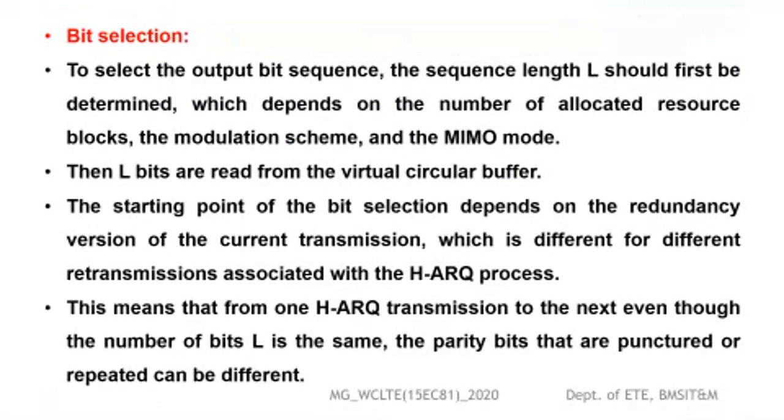Just some more explanation about bit selection. Here we select the output bit sequence. The sequence length, which I've taken here as L, should first be determined. That sequence length depends on the number of allocated resource blocks, the modulation scheme, and the MIMO mode, whether it is SISO, MISO, or MIMO. So in bit selection, we need to select the output bit sequence of length L.